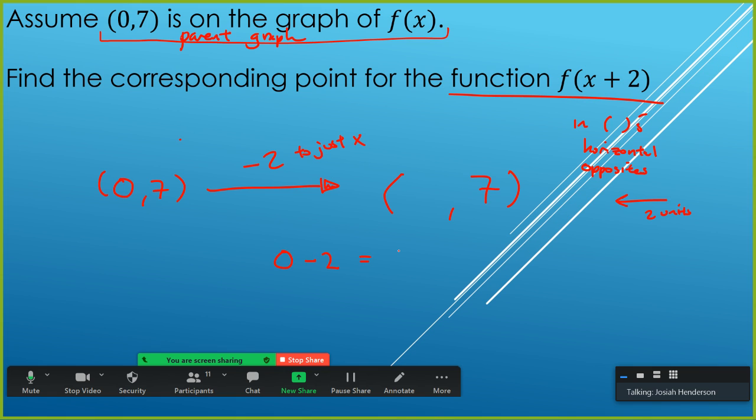Anyone willing to try it and share? Please tell me in the chat. 0 minus 2. In the chat, excuse me, is Anaya. High five, dude. Negative 2.